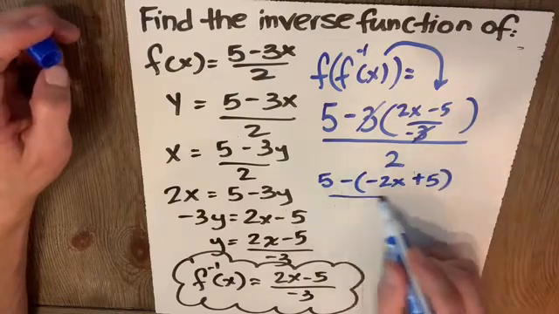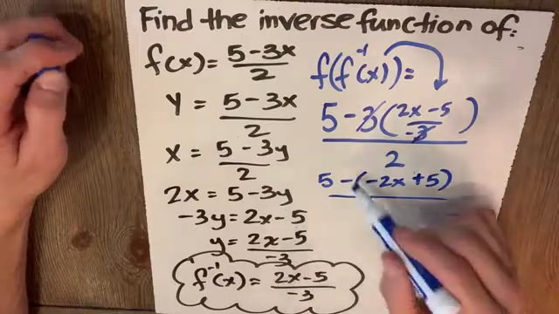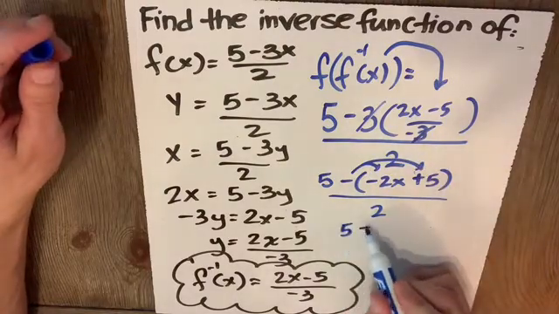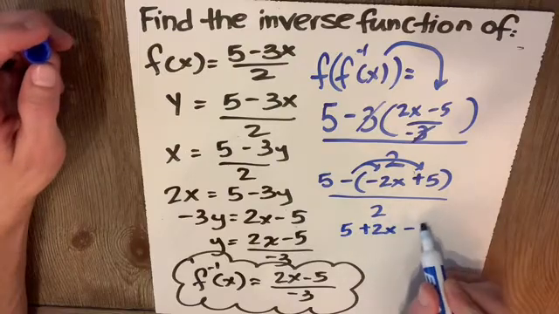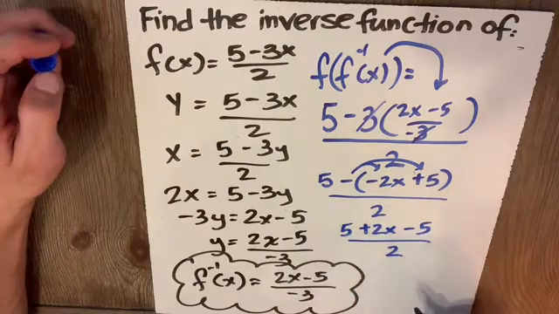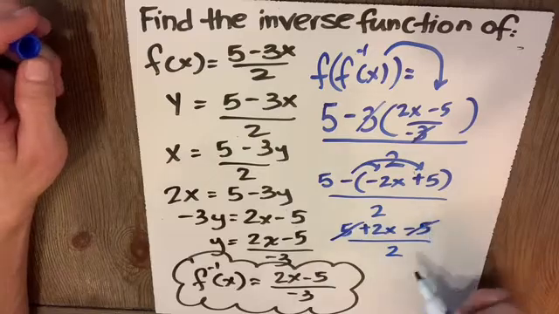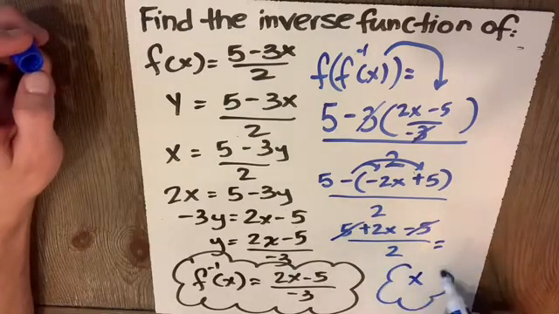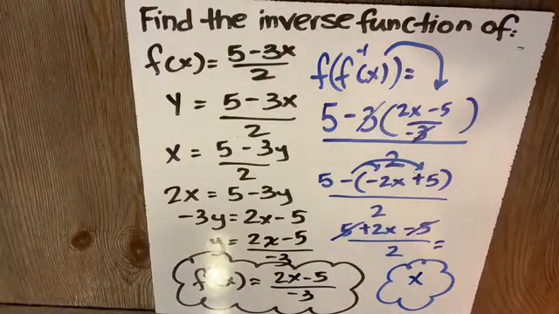You have to be good at algebra for this course. Over 2. Now distribute this negative 1 to both those terms, and I get 5 plus 2x minus 5 over 2. And so 5 and 5 cancels. What's 2x over 2? It is simply x. And so I've confirmed for myself that this is, in fact, the inverse.